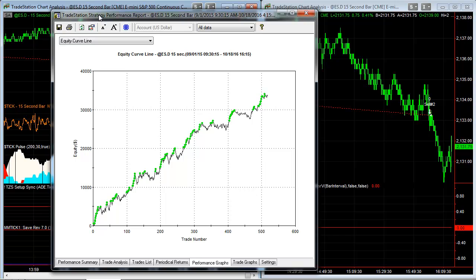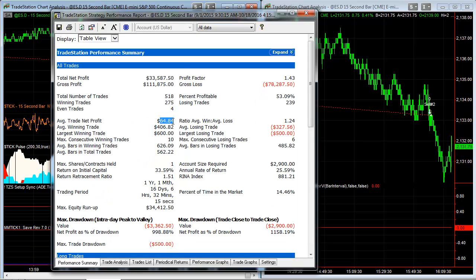We have 14 months of data. We don't have as much historical data when you go sub 1 minute, but here is the equity curve, a nice equity curve, and I click on this and you see 64.84 average trade profit. As always, one of our main things that we want to do on a day trade system for any strategy really is to increase the average trade profit, and also without sacrificing increased drawdowns. Drawdown 33,062.50, in 518 trades, 33,587.50 total net profit. Net profit as a percentage of drawdown is 998%.